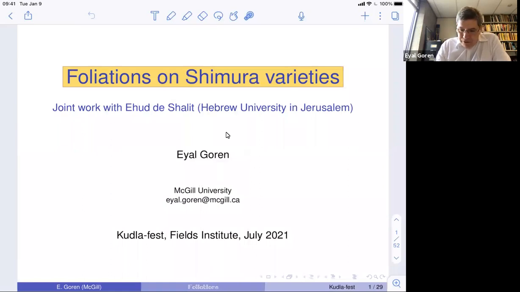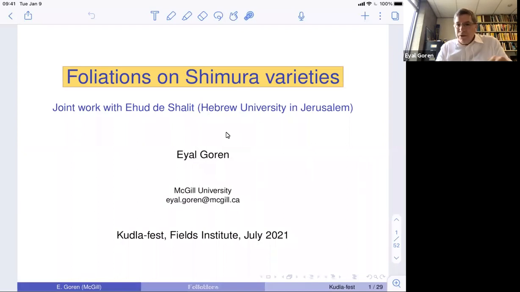My talk is about foliations on Shimura varieties. It has to do with the geometry in characteristic P, in positive characteristic, of Shimura varieties. Certainly the structure of Shimura varieties in characteristic P is of great interest to Steve, generally because of the connection to the Kudla program.